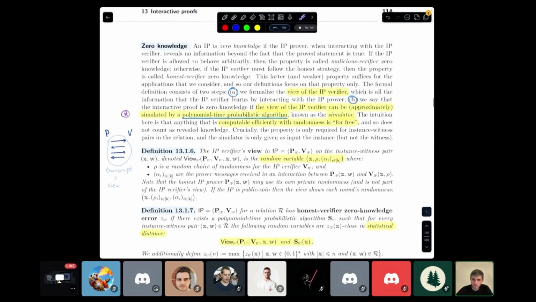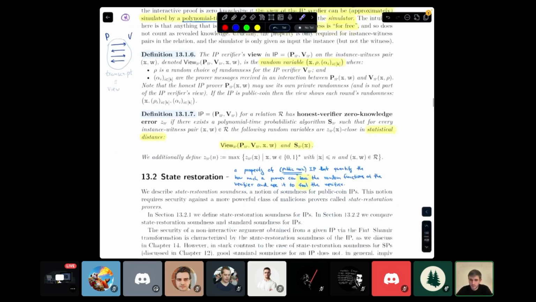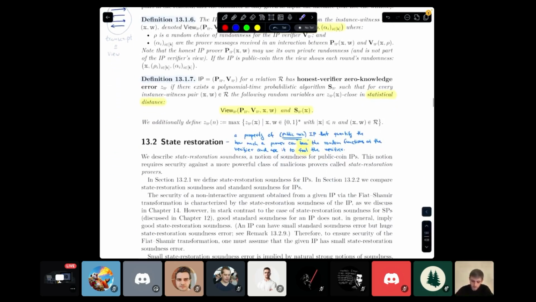Okay, so far we have set the ground for the basic definitions of IP, right? We defined completeness, soundness, some terminology about number of rounds and so on, and we said something about knowledge soundness, which is also an important property that we want, and zero knowledge. Now we're going to get to the main definition of this session, which is going to be state restoration soundness.